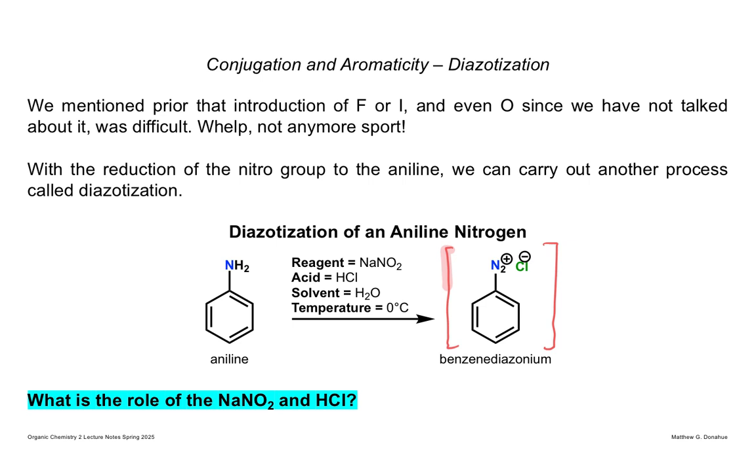And the reason for that is the N2 plus. Let me just expand that out. And that's what the N2 looks like. N2 is diatomic nitrogen, so nitrogen gas. And really what that is, it's now a good leaving group, so you can substitute it. So the reason the temperature is kept at 0, if you heat it too high, it'll just spontaneously evolve nitrogen. And then other decomposition pathways happen.